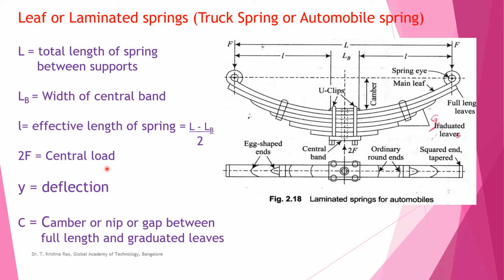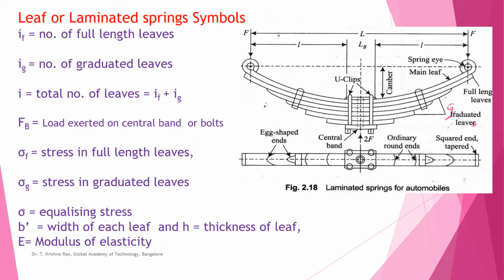2F is the central load. That's why the load is called 2F. The length is called 2L. Each half of the spring will have a load of F and a length of L.